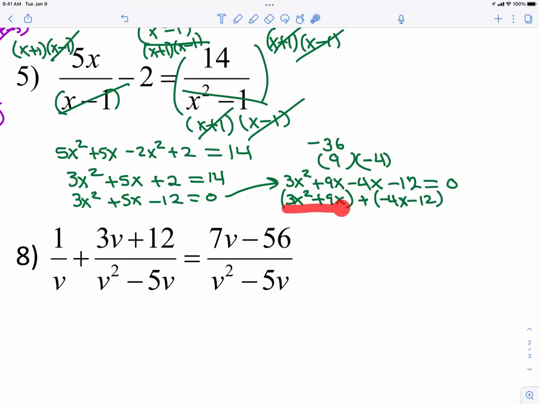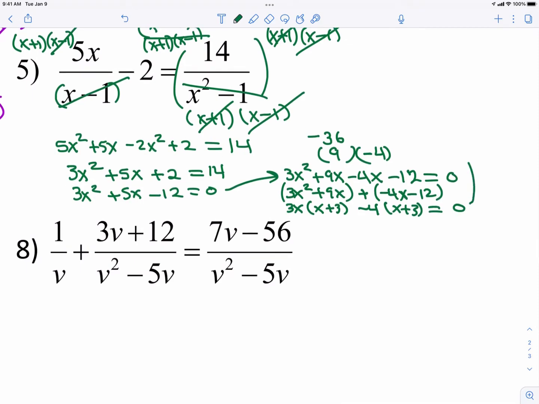In this first group, we'll pull out a 3x, and that leaves us with x plus 3. And then in the second group, we can pull out a negative 4, and that leaves us with x plus 3. And so now we end up with 3x minus 4 times x plus 3 equals 0. So our solutions are going to be x equals positive 4/3 and x is equal to negative 3.